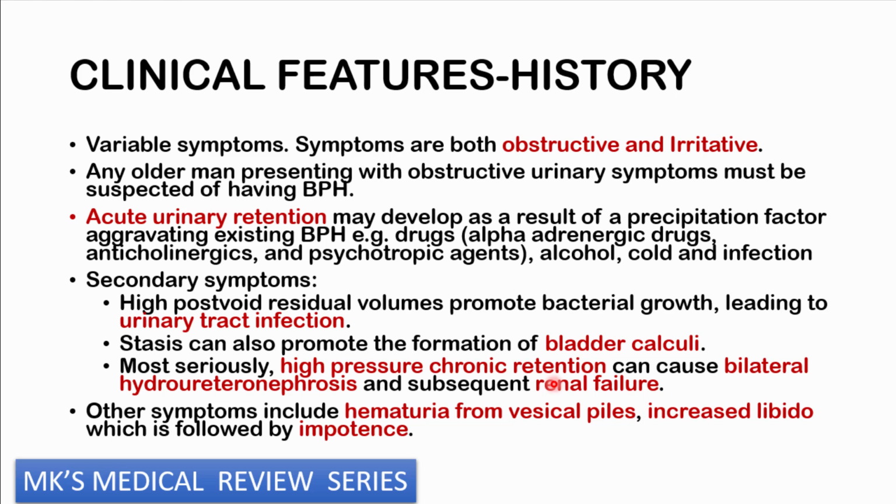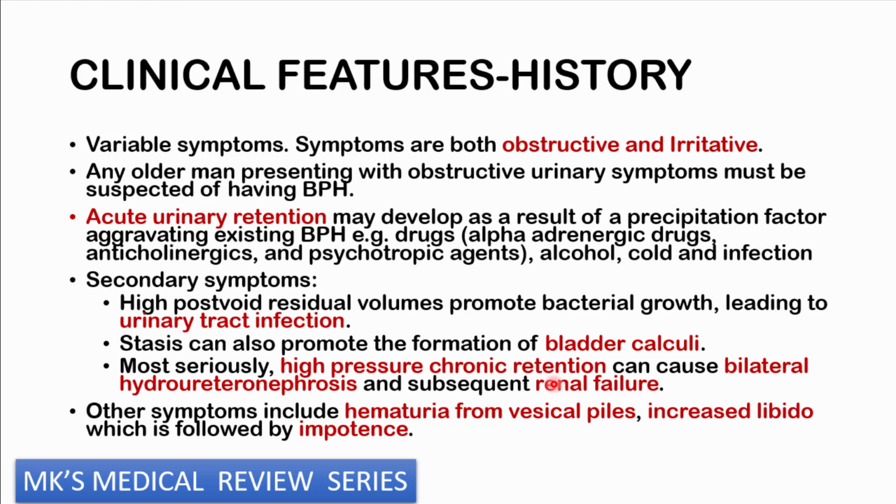And then they may also present with acute urinary retention that obviously is going to develop as a result of a precipitating factor that's going to be aggravating the existing benign prostatic hypertrophy. So it could be some drugs such as alpha-adrenergic drugs, it could be anticholinergic drugs, even psychotropic drugs, alcohol, cold weather, and even infection may precipitate acute urinary retention.